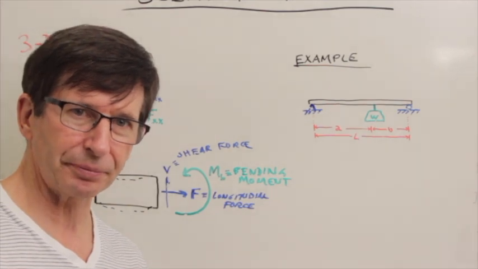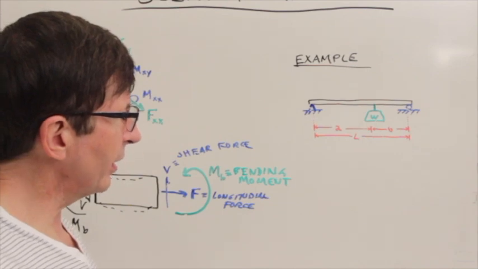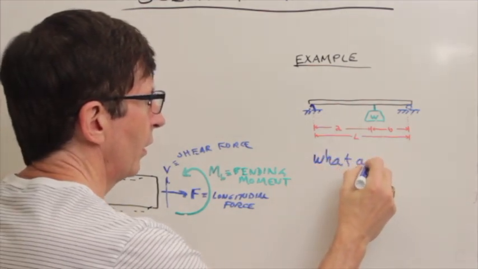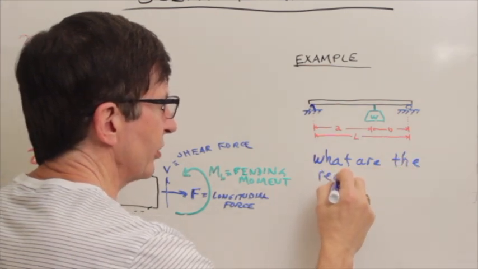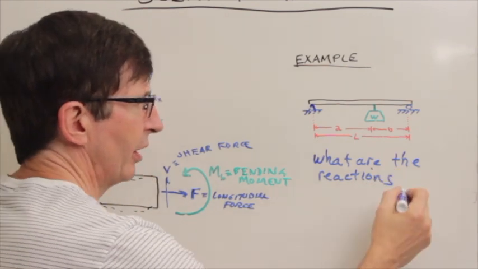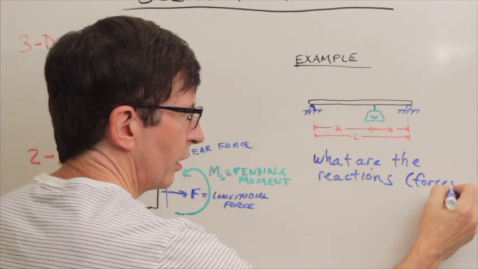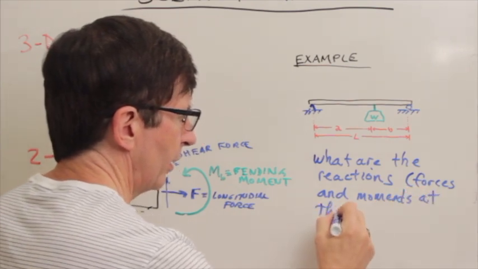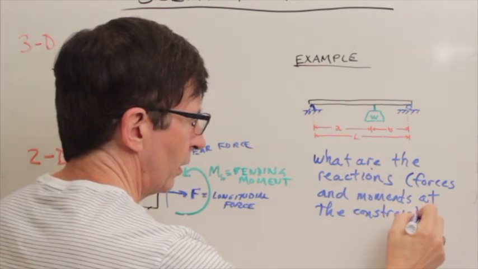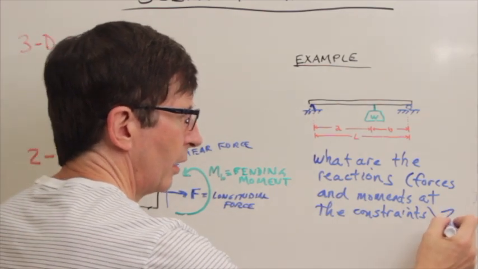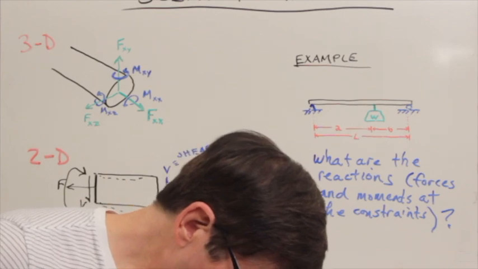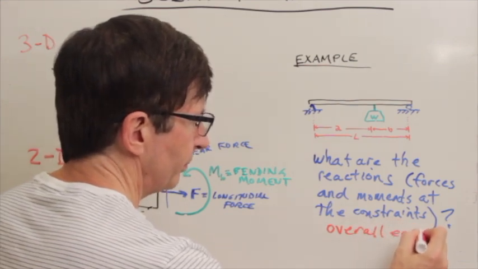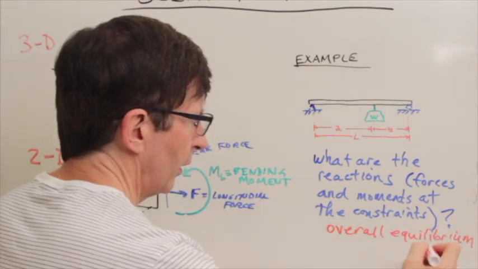So step number one is going to be to determine what are the reactions, and by reactions I mean the forces and moments at the constraints, and to get at this, we are going to make use of overall equilibrium. So what do I mean by that?